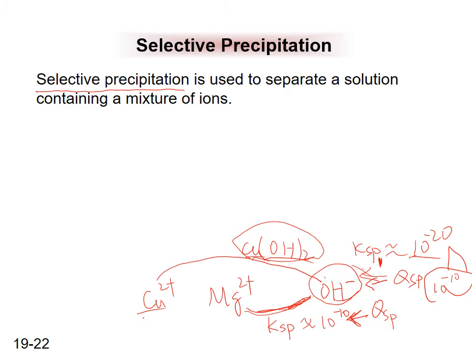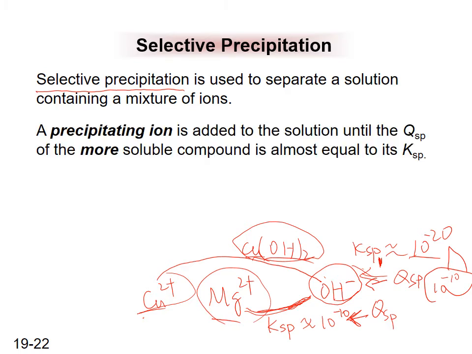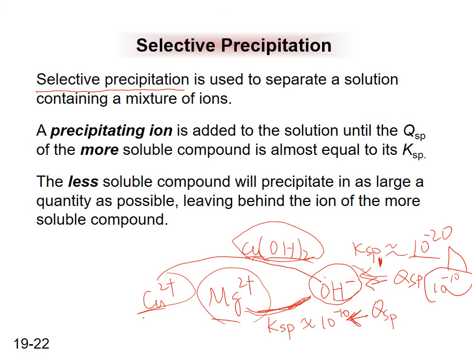So copper hydroxide will almost all precipitate, but magnesium hydroxide not yet. In this way, magnesium stays in the solution, and the copper ion is precipitated. So we add a precipitating ion, in this case the hydroxide ion, to the solution until QSP of the more soluble compound is almost equal to its KSP.